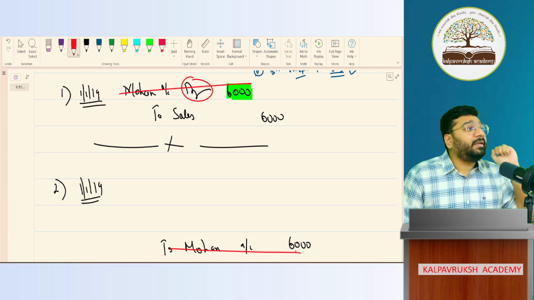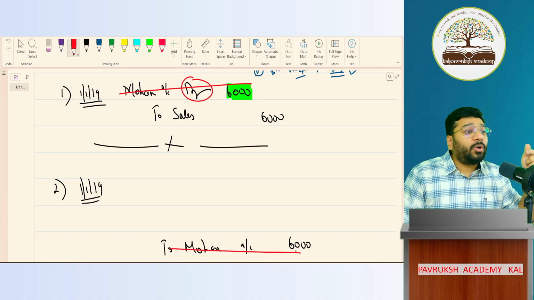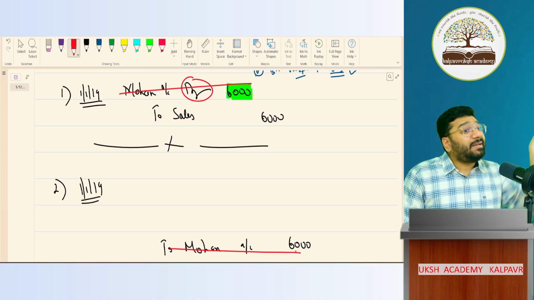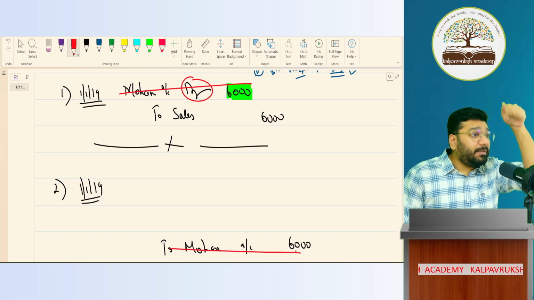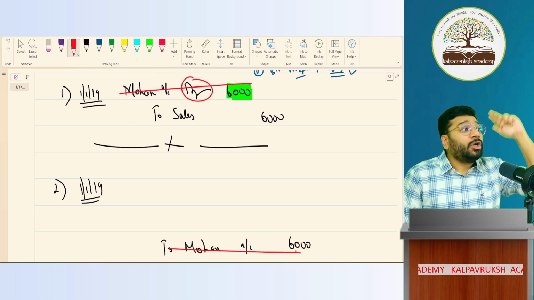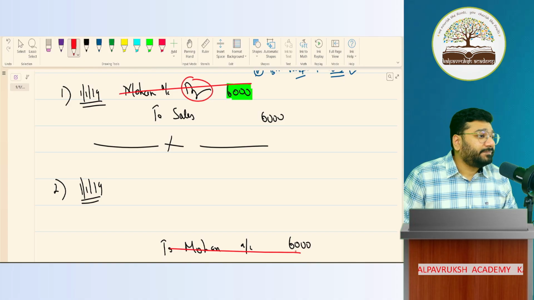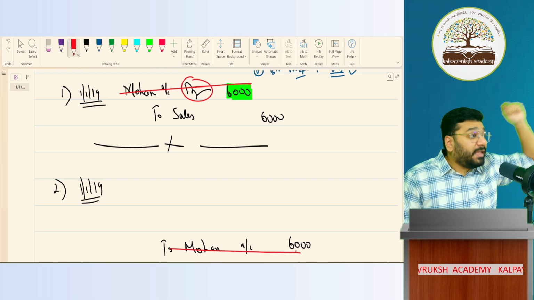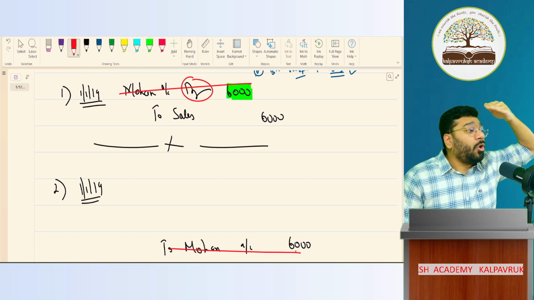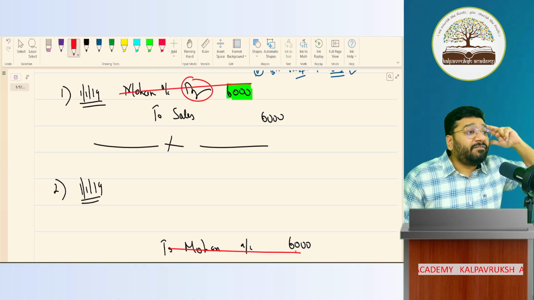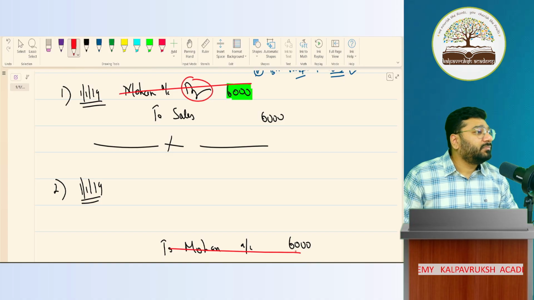So if you pass a journal entry, what effect it has on the ledger, what effect it has on the trial balance, what effect it has on trading and P&L, what effect it has on the balance sheet, to that level you have to envision. This I'm telling right from day one of 11th standard. Since 11th, I'm telling that whenever you pass one entry, you should see what impact it has on all the steps. That vision you should have right now.